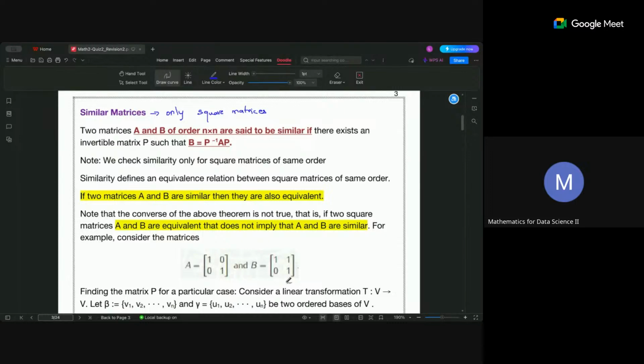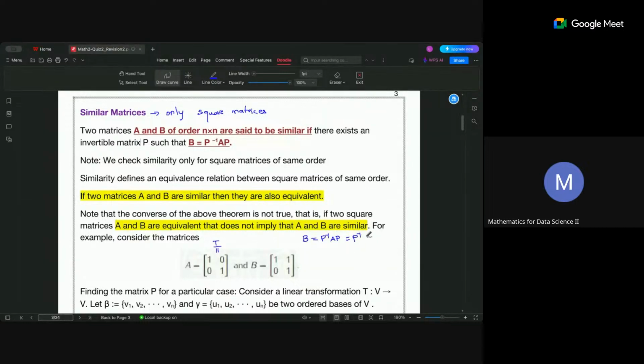Here is an example. Look at this. A is equal to [[1,0],[0,1]], B is equal to [[1,1],[0,1]]. They are not similar. How can we say that they are not similar? Let us assume that they are similar. Then what happens? Similar means you know that B is equal to P inverse AP. Now, what is your A? It is the identity matrix.